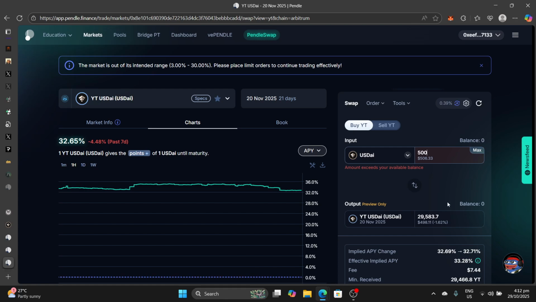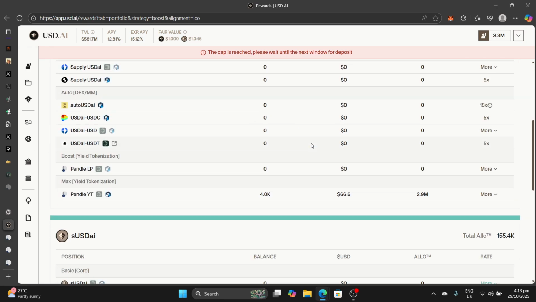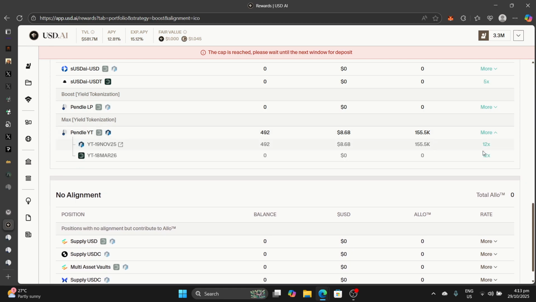So with $500 here, you would rent 29,583. Now, this is tangible because you are mining points, whether ICO aligned. Now, for this one, this is ICO aligned. So this is not the vault for being airdrop aligned. So if you want to be airdrop aligned, which I think I would focus on from today in my next deposit after this video, you would have to go here.